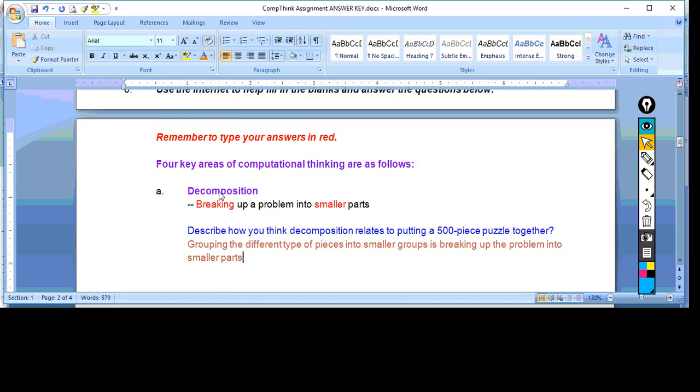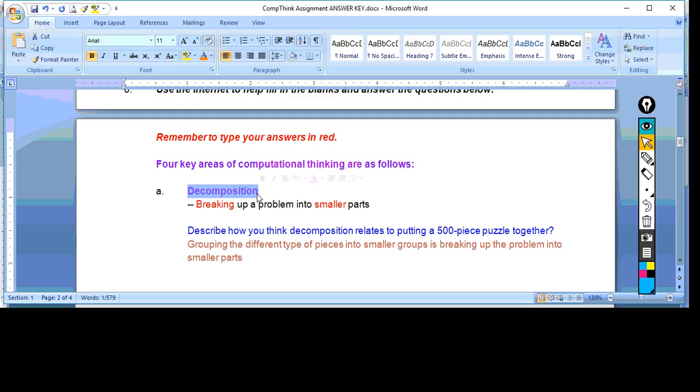The important thing about decomposition as a computational thinking skill is that if you think about word problems that you have in math that look huge, you go, I don't understand how I'm going to be able to pull this off. Or maybe you have projects that encompass a lot of things, and you're going, I don't know how I'm going to get this taken care of.